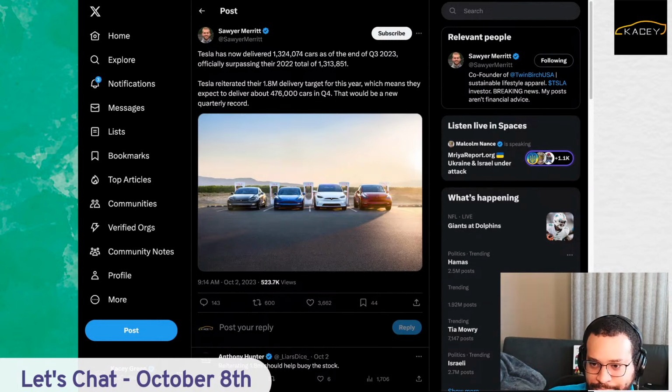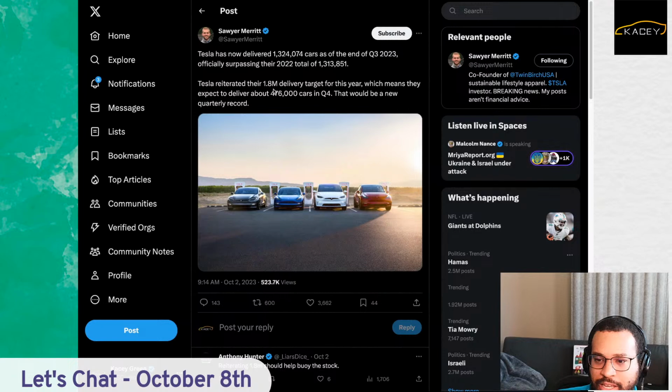If they are into fossil fuel production or combustion cars, they're not going to understand this thing until they get out or until the ship sinks. That's the way it is.